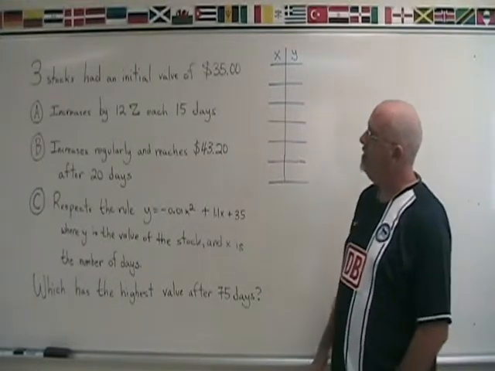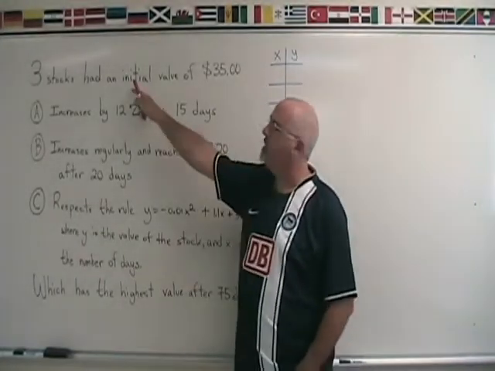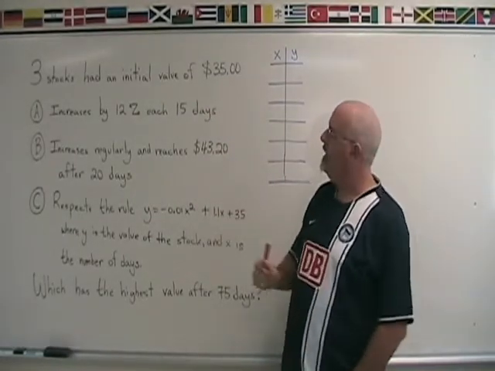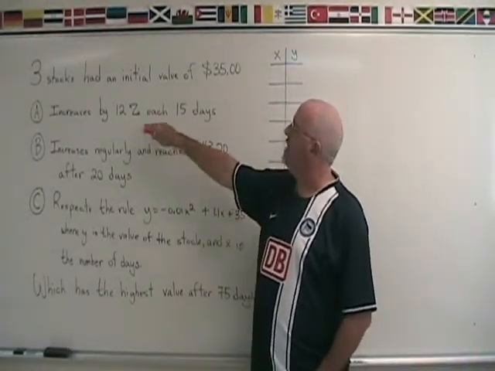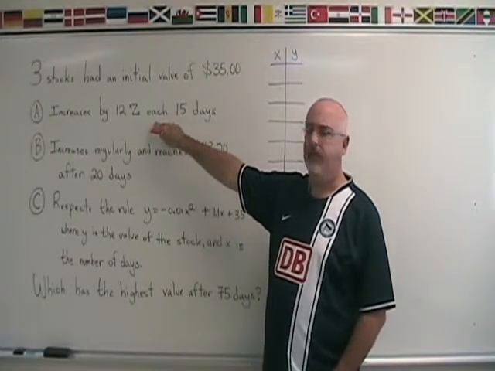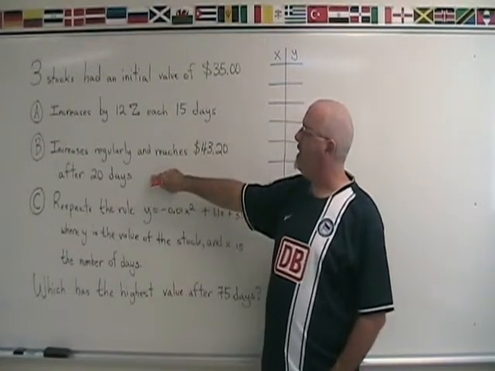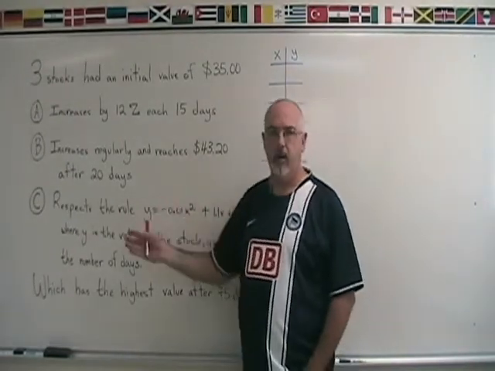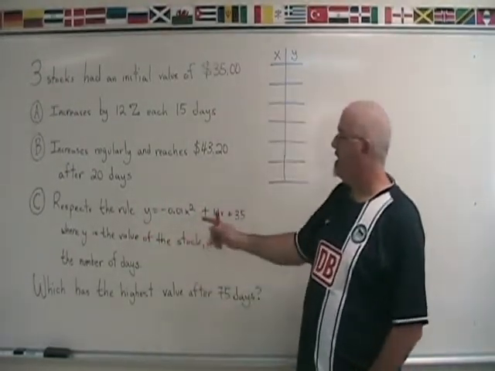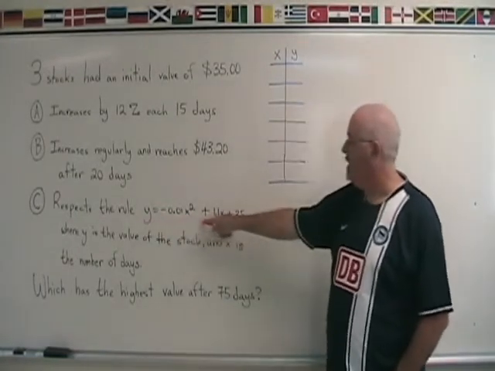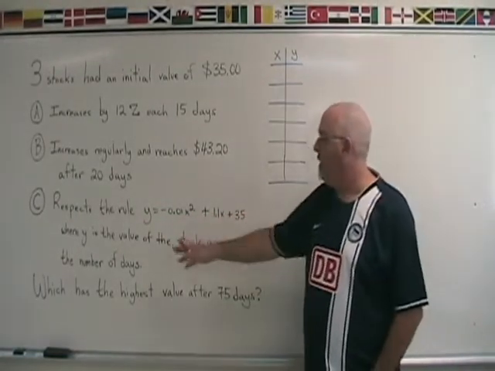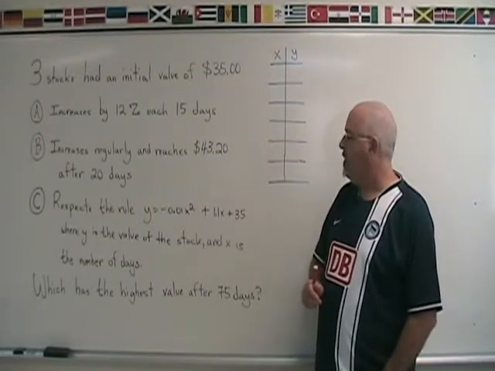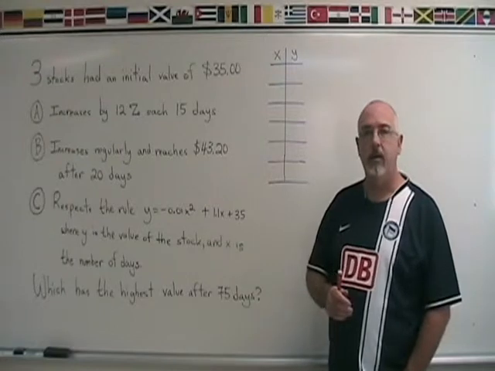In this word problem, we have three stocks which all start with an initial value of $35. Stock A increases by 12% each 15 days. Stock B increases at a regular rate and reaches $43.20 after 20 days. Stock C respects this rule, which is quadratic, where y is the value of the stock and x is the number of days. Which of the three stocks has the highest value after 75 days?